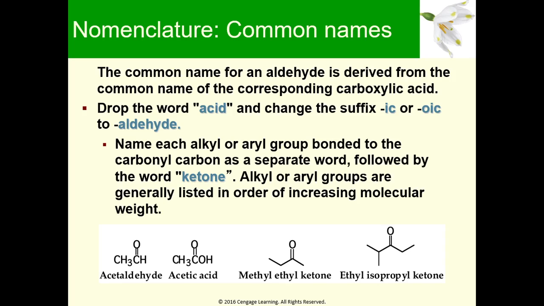Again, you name each alkyl or aryl group bonded to the carbonyl group as a separate word, followed by the word ketone. The alkyl or aryl groups are generally listed in order of increasing molecular weight. When we say increasing molecular weight for the ketones, whichever is longer, because when the chain gets longer, it gets heavier. So we list them with the smallest first, from smaller to larger.